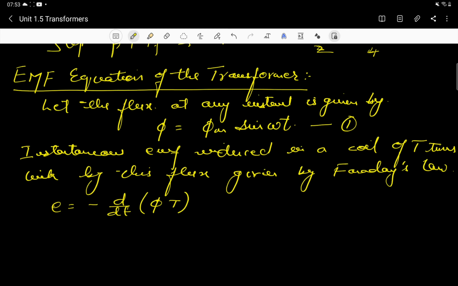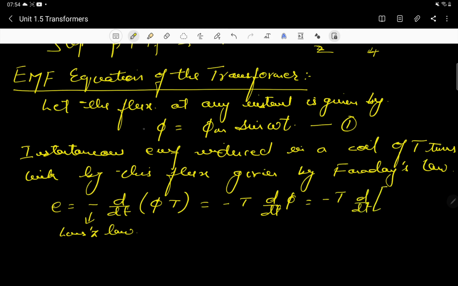We have already learned this Faraday law of electromagnetic induction, and the negative sign is due to Lenz's law, because it opposes the source which produces it. Lenz's law states that it opposes the source which produces it. So let's move further. This will become minus T, T is simply a constant, d over dt of phi.